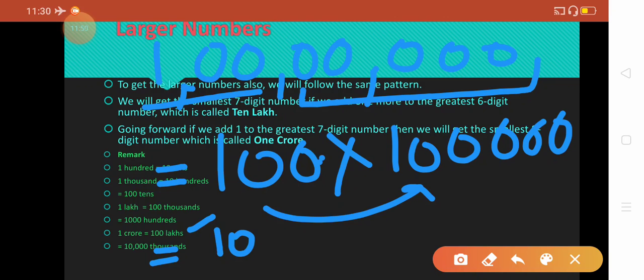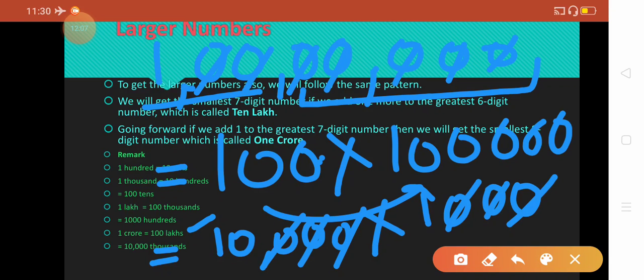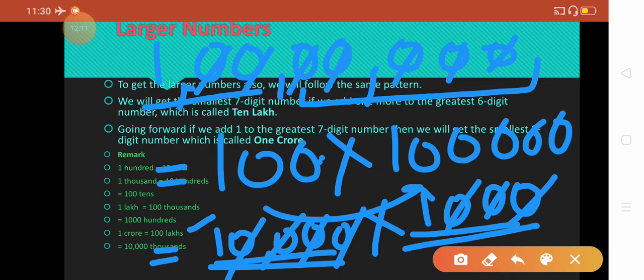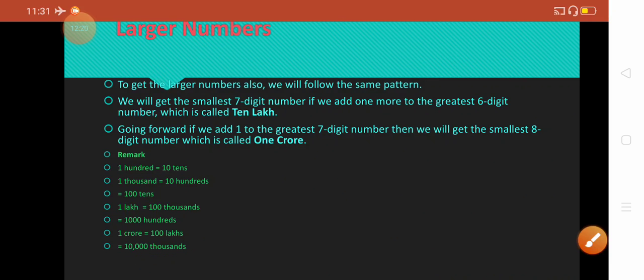You just increase one 0 here. We will write 10,000 multiplied by 1000. Count the zeros here: 1 2 3 4 5 6 7, and count the zeros here: 1 2 3 4 5 6 7. Equal zeros are there. This is 10,000. This is 1000. So 1 crore is equal to 10,000 thousand. Understand?